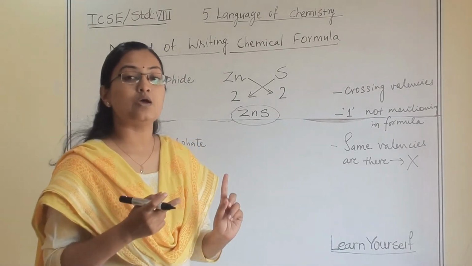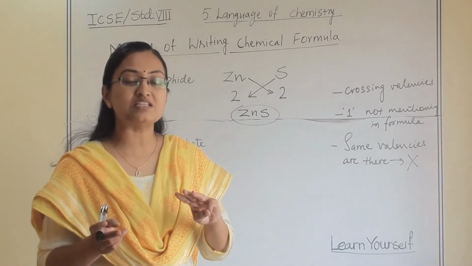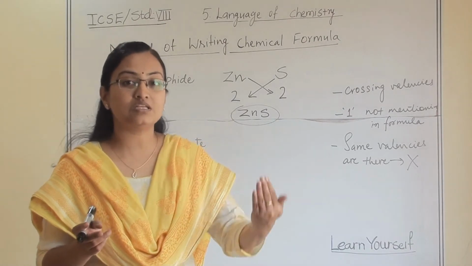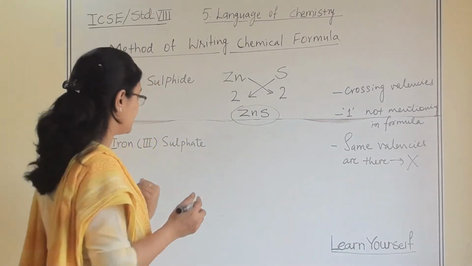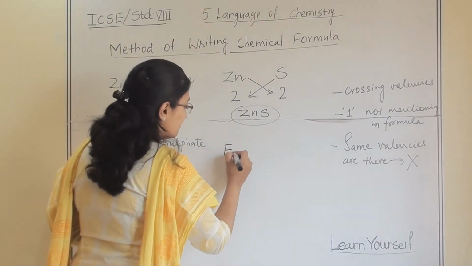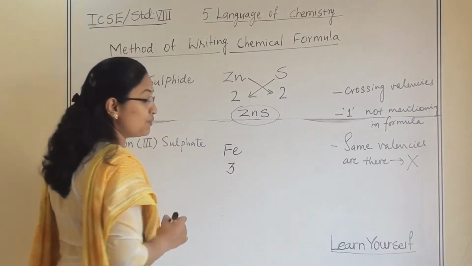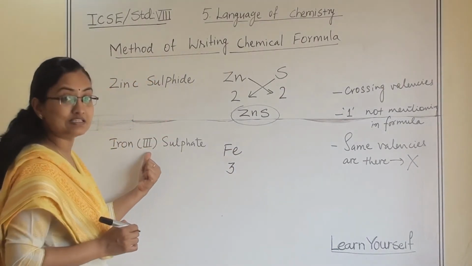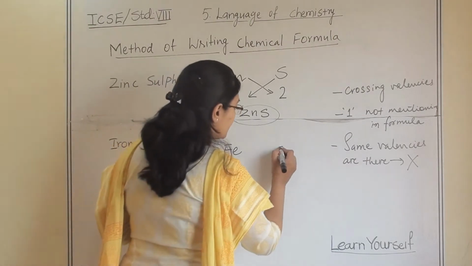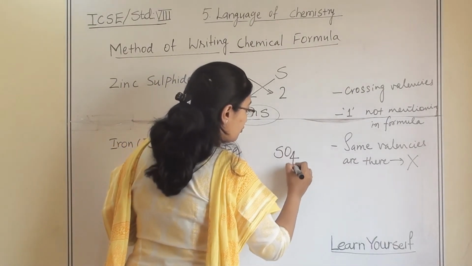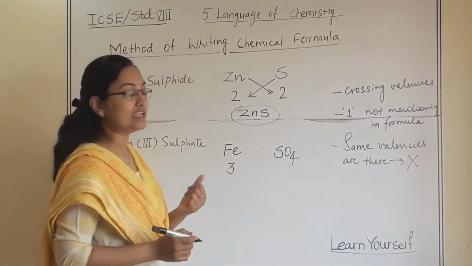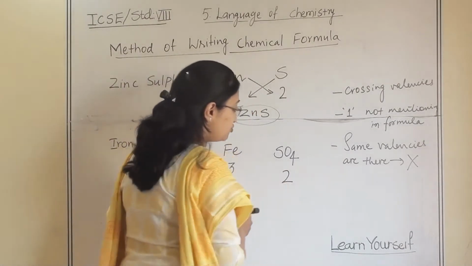In this they have mentioned iron 3. That means Fe plus 3 we require in this. So iron is our Fe, and the valency they have suggested is 3. Now sulfate. So it is SO4. SO4 is minus 2. So it is going to be 2.